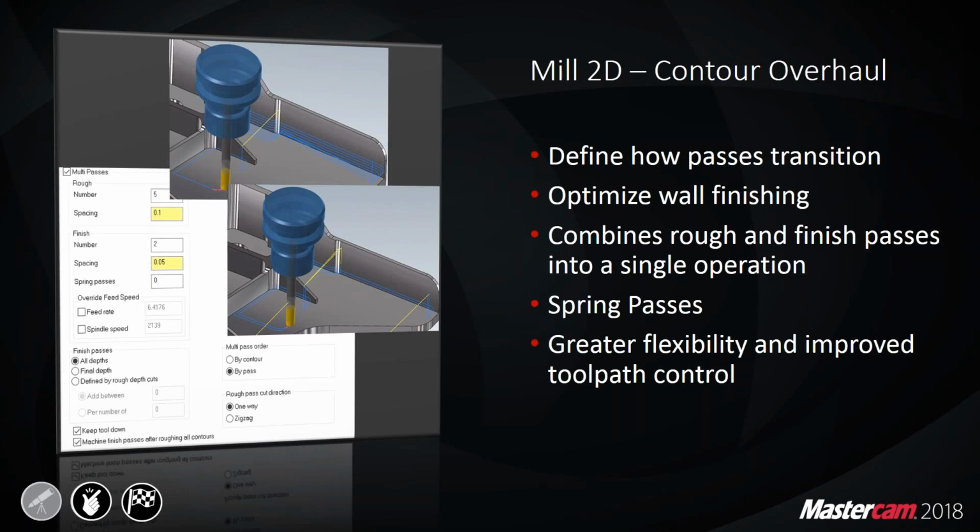So examples of that are, we've added spring passes in there. We've adjusted how it does the finish passes. So you can do a finish pass here at all depths, final depth, or by number of rough cuts. How do you want to do the multi-passes? And I think I already said it, but the spring passes as well.